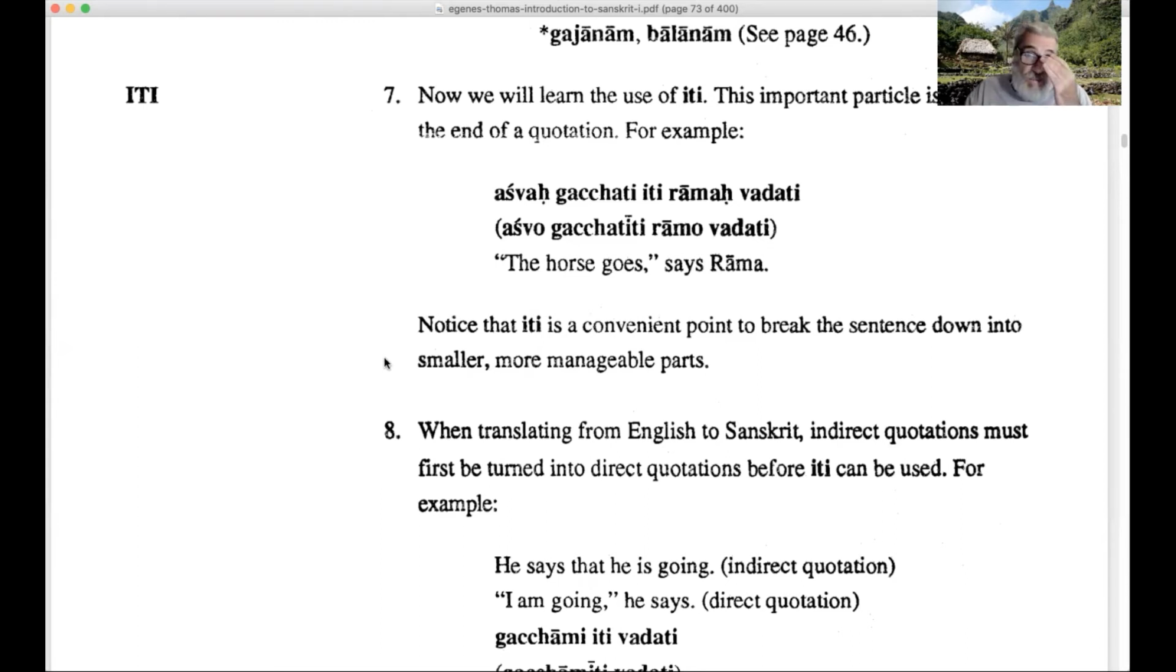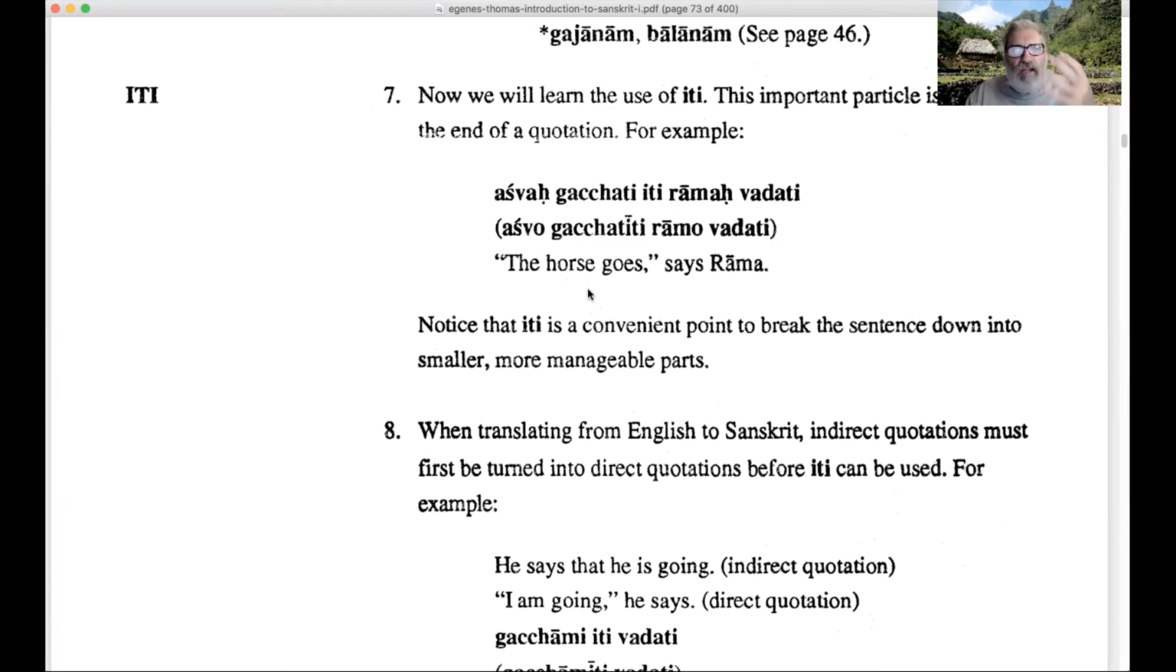So what it means is the horse goes. The horse goes is what Ashvaha gachati means. If we put iti after it, then when we translate it, we put inverted commas or quote marks around that part of the utterance. That is the direct speech. So the horse goes, says Rama. So Rama vadati means Rama says. So Rama says, the horse goes.